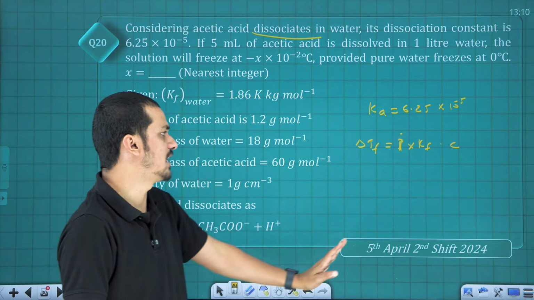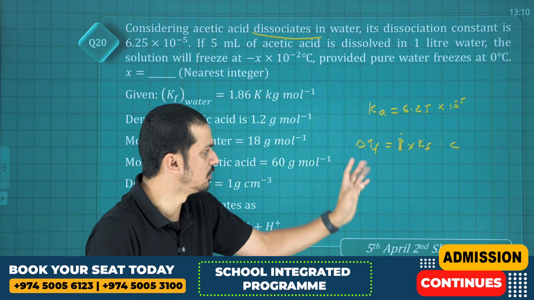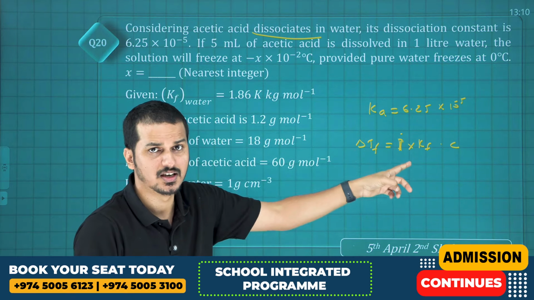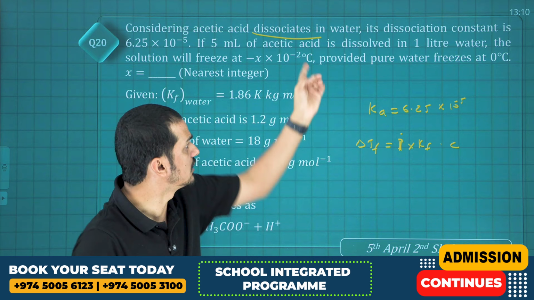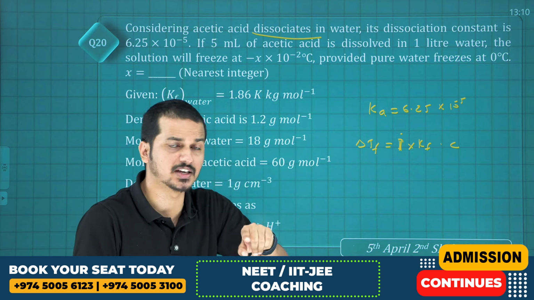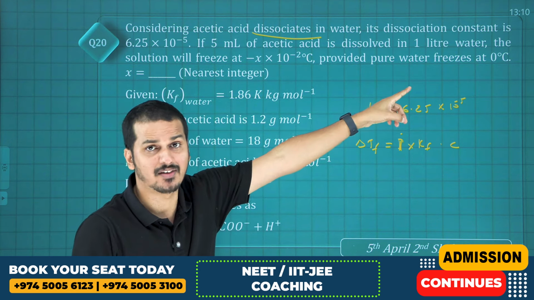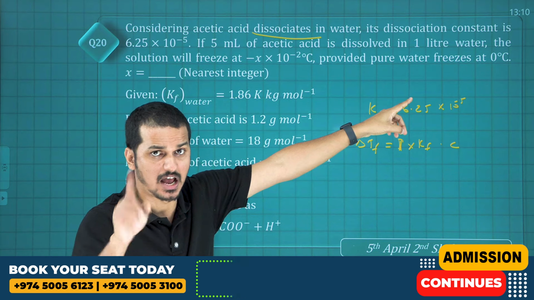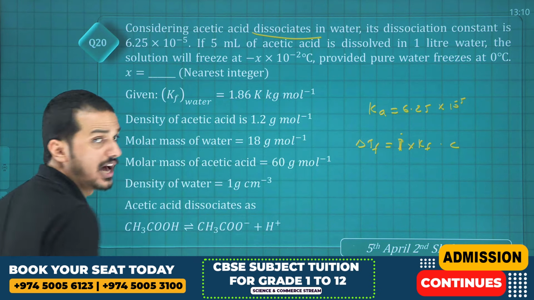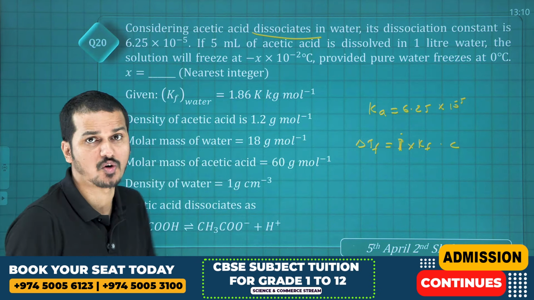Once we are doing i into Kf into concentration, we need i first. To find i, we need alpha, the dissociation. They gave Ka, and whenever they give Ka, you must relate it with alpha. So how can we find alpha? For that, first of all, we must know the concentration.